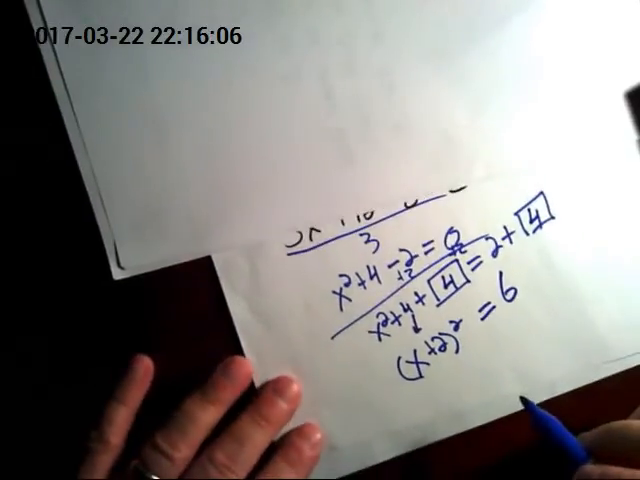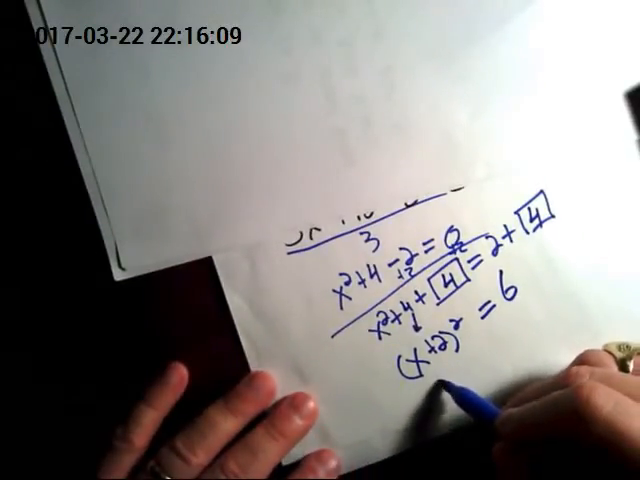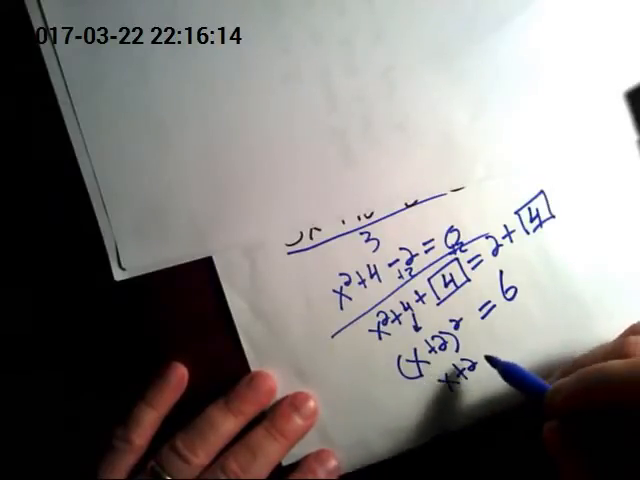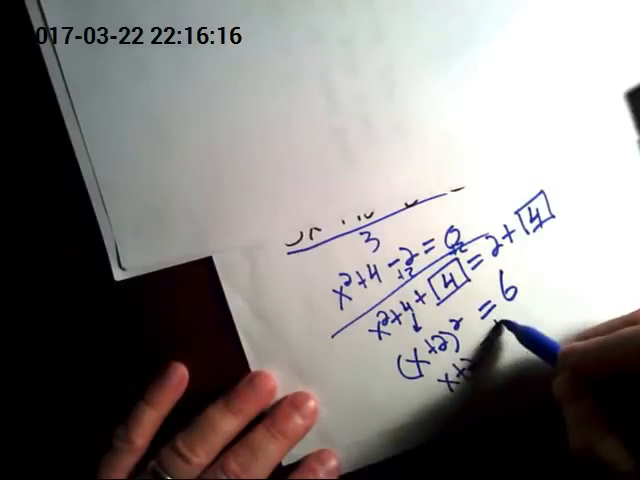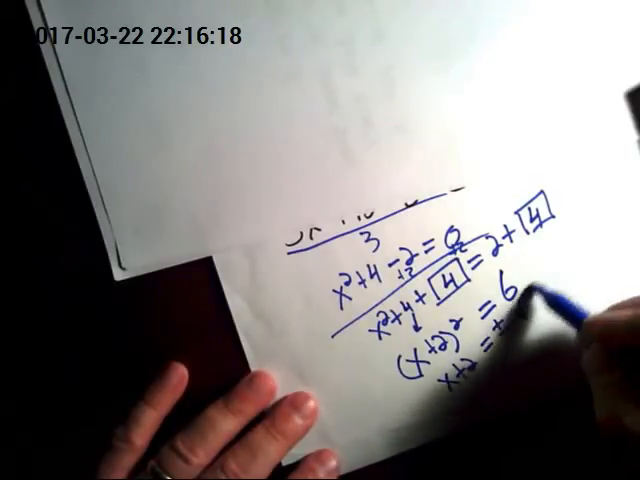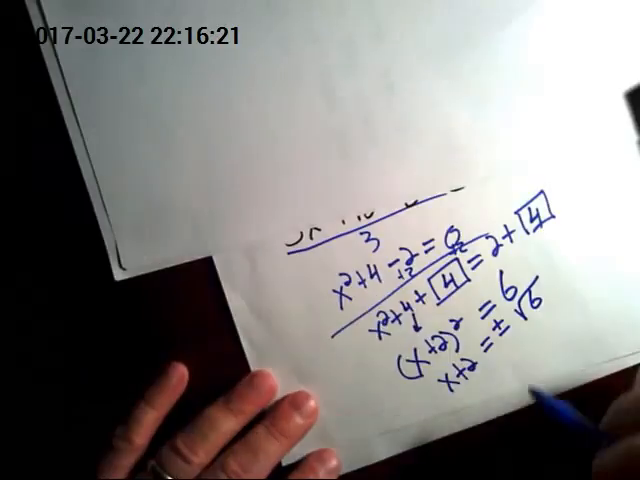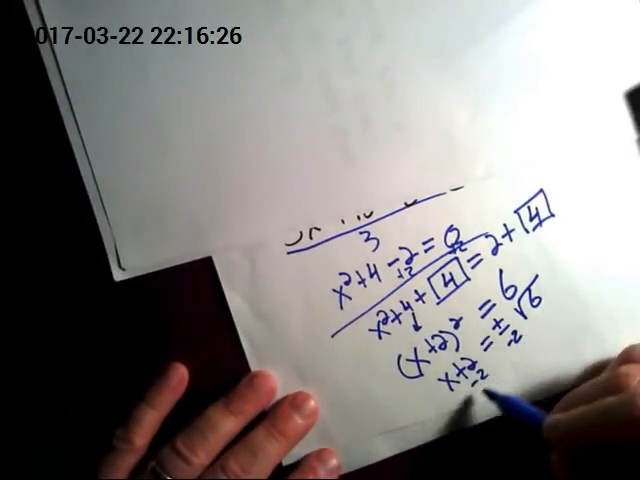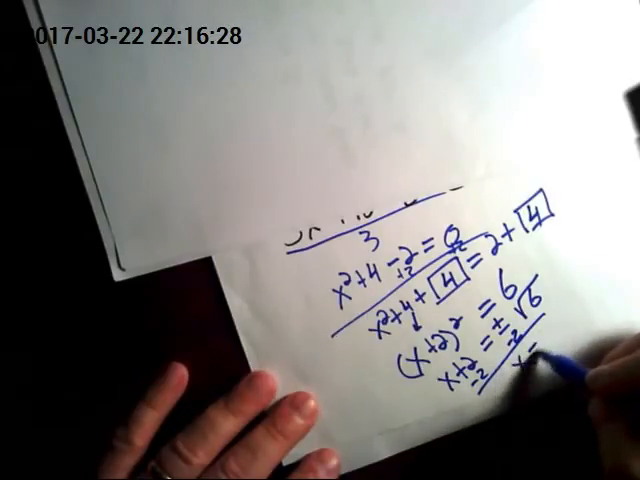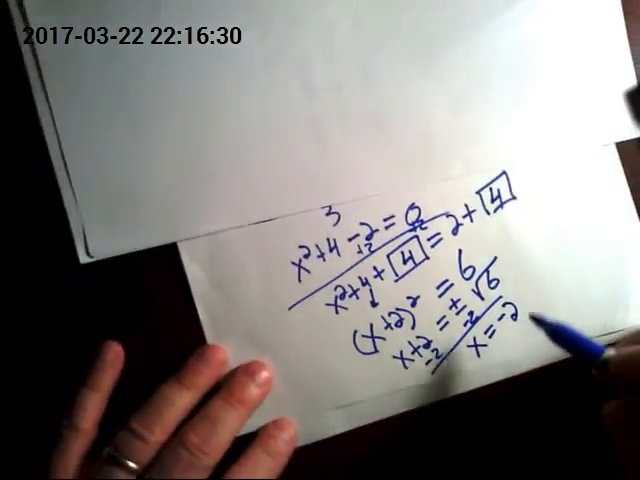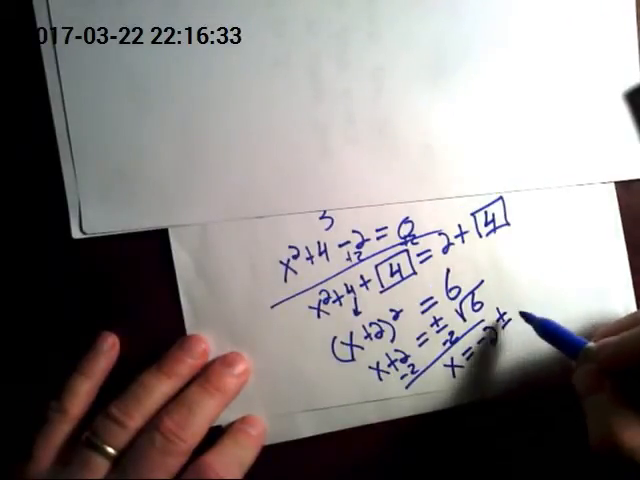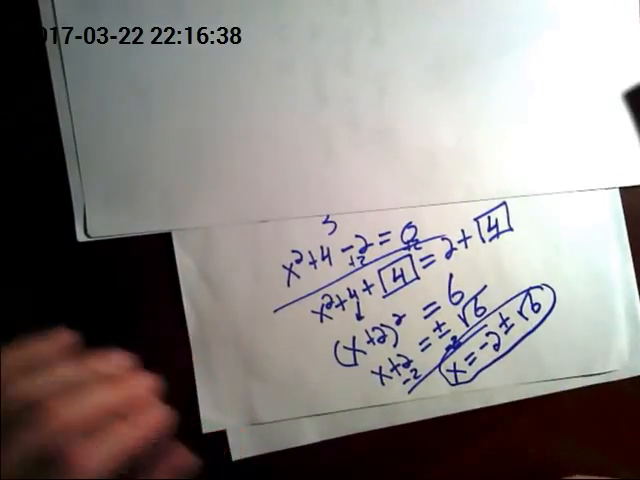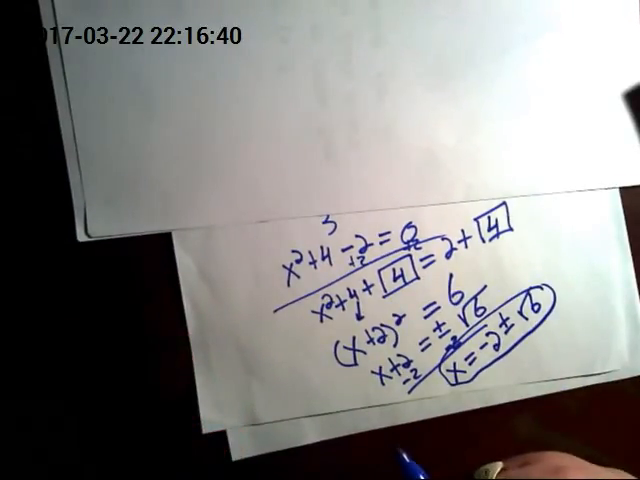Now I just take the square roots of both sides, and the square root of anything squared is just that thing, and I have 2 answers. Plus or minus the square root of 6. 6 is as simple as it goes. I use my algebra skills. Subtract 2 from both sides. X equals negative 2 plus or minus square root of 6. And that is how we solve by completing the square.